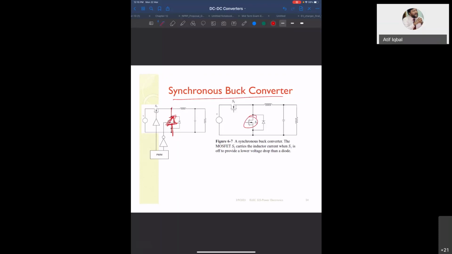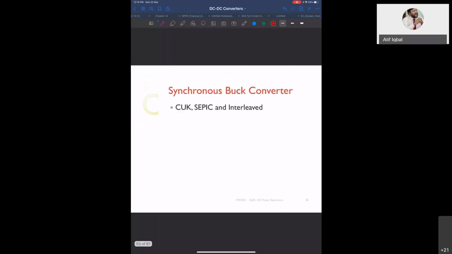This type of converter we use in battery charging applications. It works as a buck converter, but it improves the efficiency. From the PWM signal, you apply it to this switch and you apply the inverse of it to the other switch. So when this is on, this is off, and when this is off, this is on. It is the complementary operation, the same thing that happened with the diode. Only thing is that you replace it with the switch, and you get higher efficiency. That is called the synchronous buck converter.